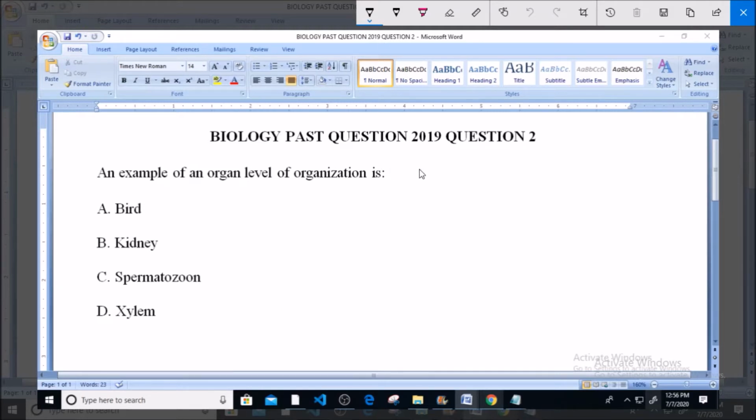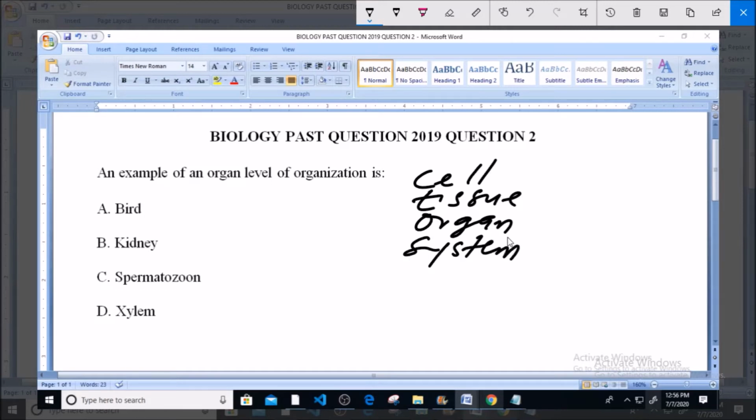Now, the levels of organization are, let's start. We are starting from the most basic and the simplest level of organization, which is the cell. After the cell, we have tissue. A group of cells make up the tissue. After the tissue, we have the organ. A group of tissues make up an organ. Then we have the system. Now the system also comprises so many organs.